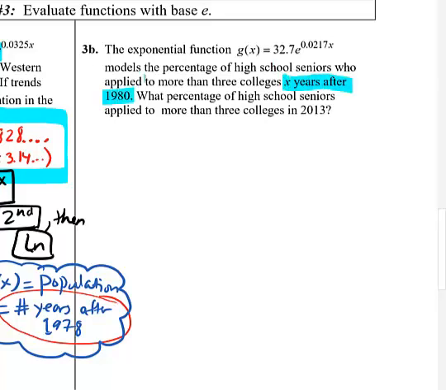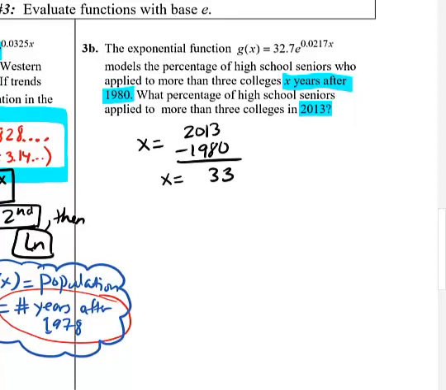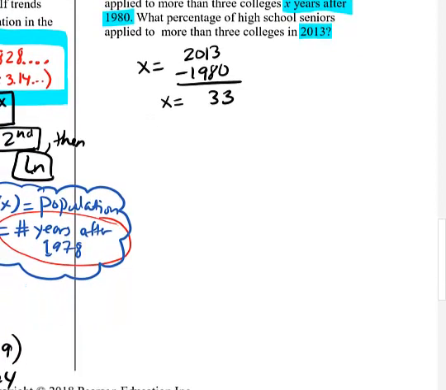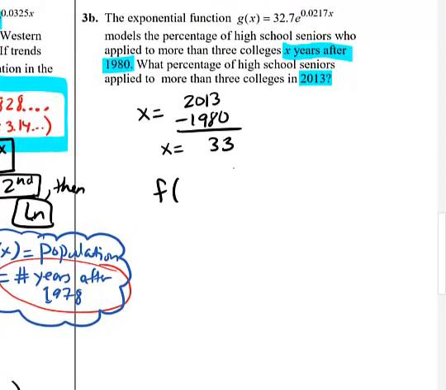X is the number of years after 1980, so if they want to know what's going on in the year 2013, X is going to be 2013 minus 1980. So 33 years have passed from 1980 to 2013. That means I'm just going to substitute that into the function given. The function given was g of x. I'm doing g of 33.